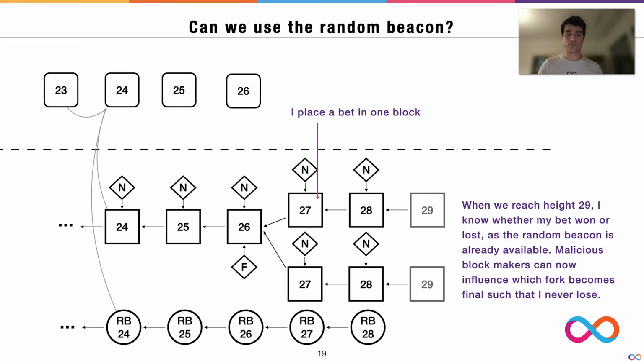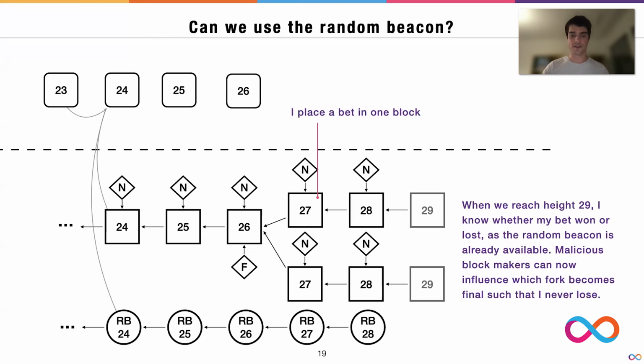And the fact that I know whether my bet is going to work or not before it's part of the finalized blockchain is a big issue, because now we can still influence whether it will become part of the final blockchain or not. So essentially, I already know if I'm going to win or not, and now I can choose to place my bet. Clearly, this is not going to be secure.